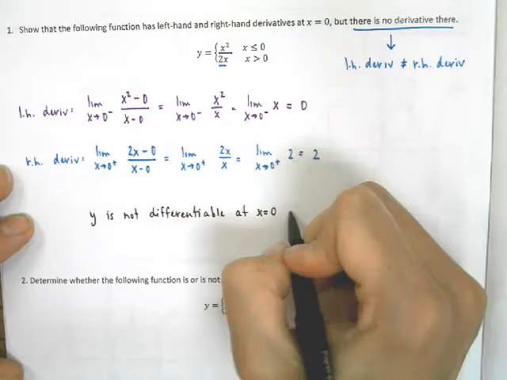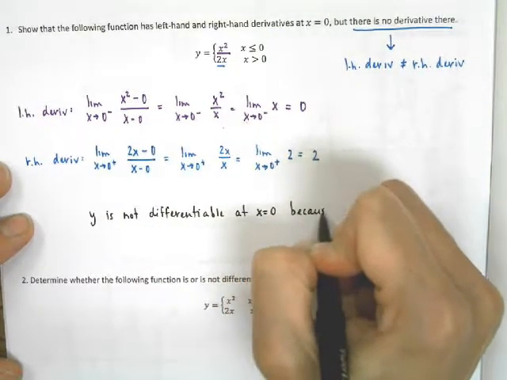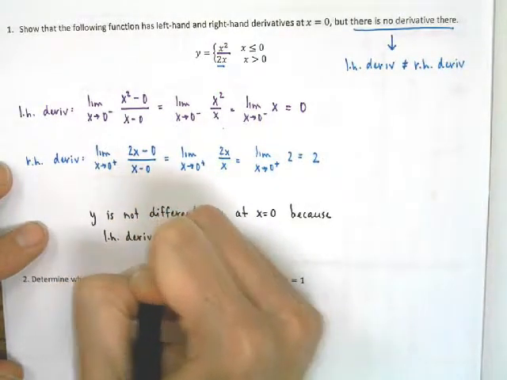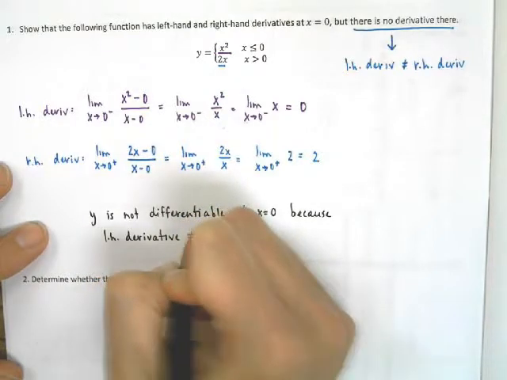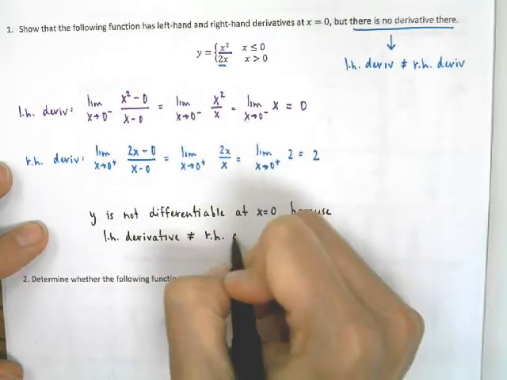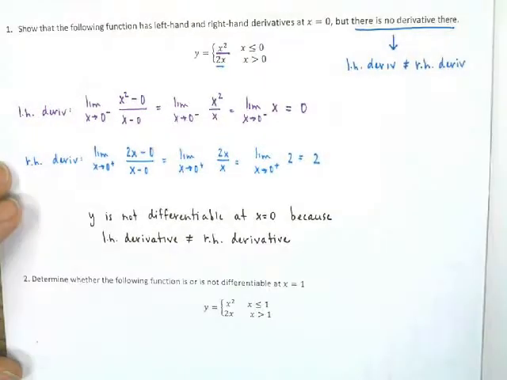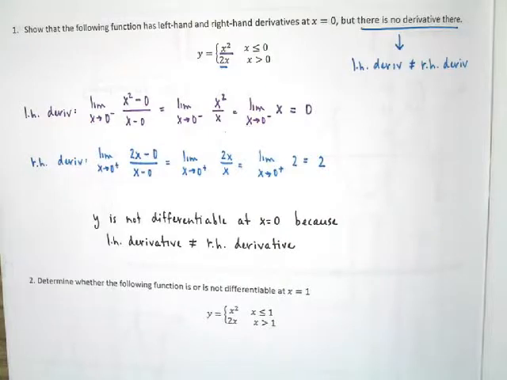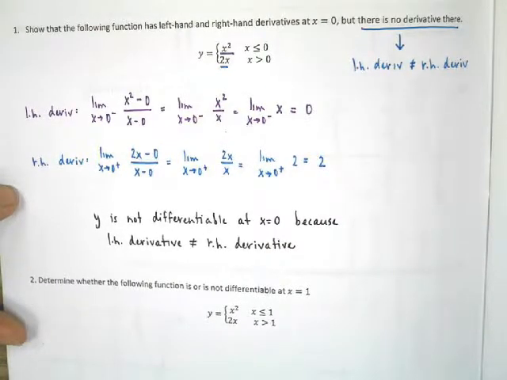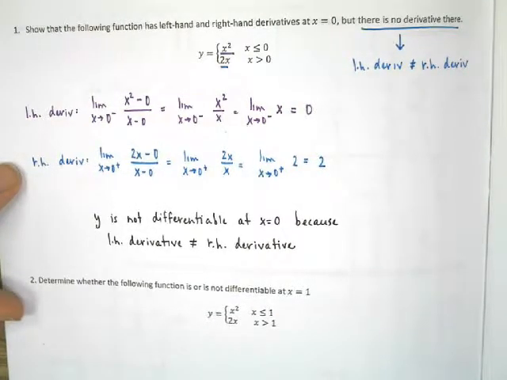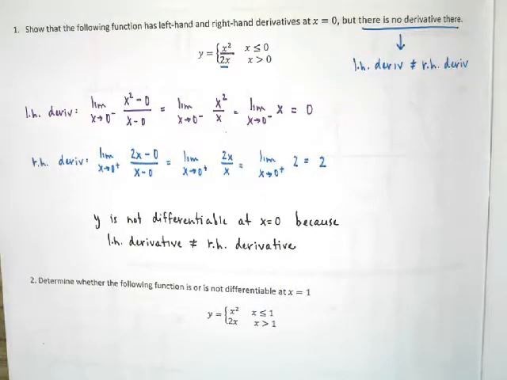at x equals 0 because the left-hand derivative is not equal to the right-hand derivative. And this is the type of work you'll be doing in the first, I think, 4 problems in your homework tomorrow, showing the left-hand derivative and the right-hand derivative, and either showing that they are or are not equal. So this will be good to go back to.